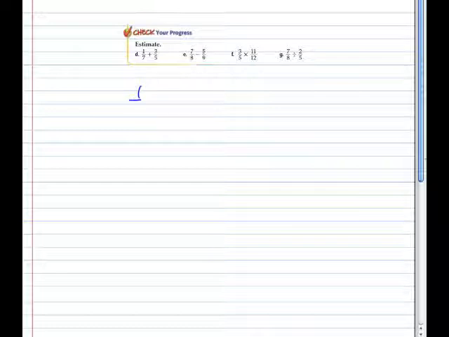In these examples, 1/7, we're going to round to 0. 3/5, we're going to round to 1/2. So our estimate is about 1/2.